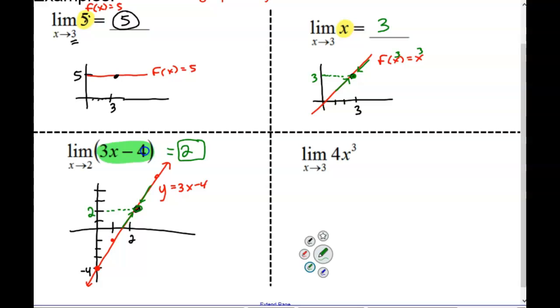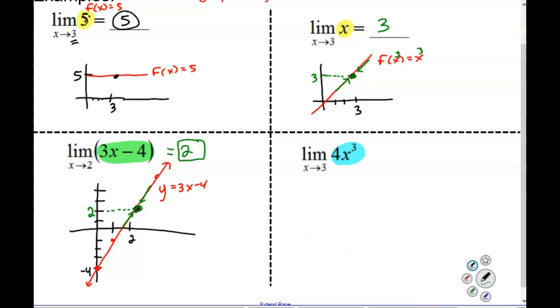Now, does anybody see a faster way of doing this instead of just drawing a graph? So what's going to happen is the functions are going to get more challenging. Well, we're not going to always know exactly what they look like. So I won't give you the hint yet, but there's a little bit of a shortcut.